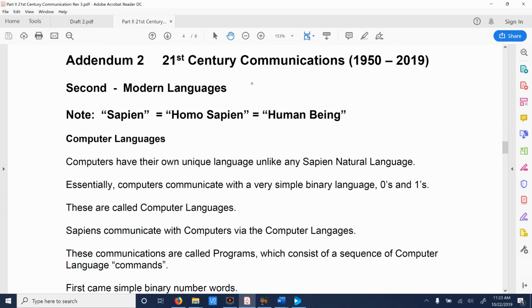Now, for some of you, this might be the most important part of the entire book because of what you're going to learn, things that are revolutionarily new. Basically, I'm going to talk about 21st century communications as they've now existed from 1950 coming forward to today. And I'm going to talk about what I'll call modern languages.